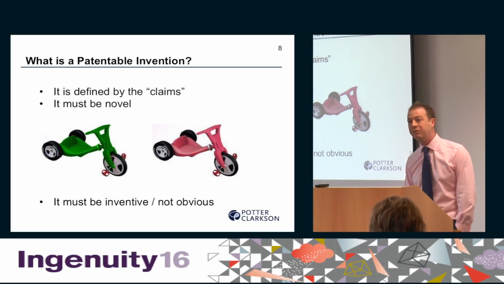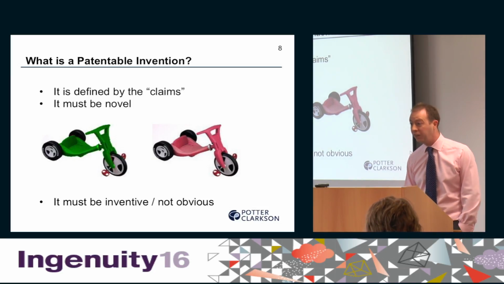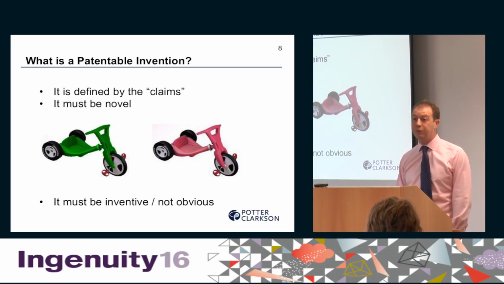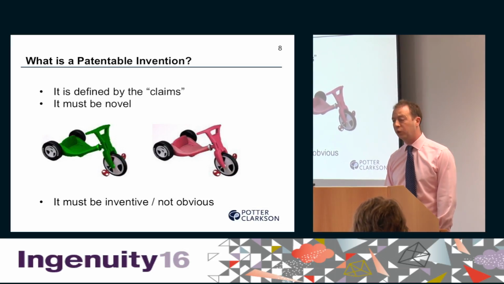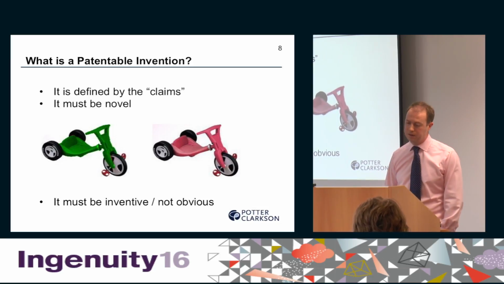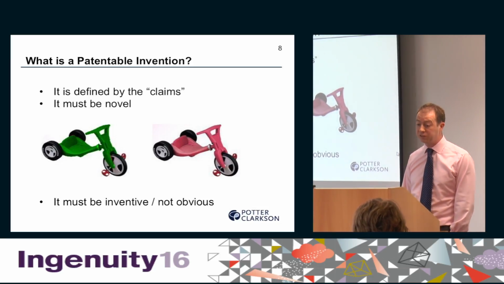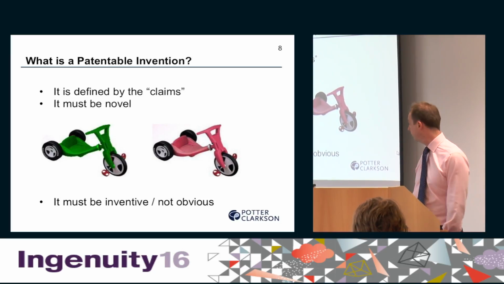Now there's one clear difference in novelty there, which is the colour. And if you claimed a pink trike, you should be novel over the green trike. It's a black and white test. It's a binary decision. Now, there could also be other differences that we can't see in this picture.